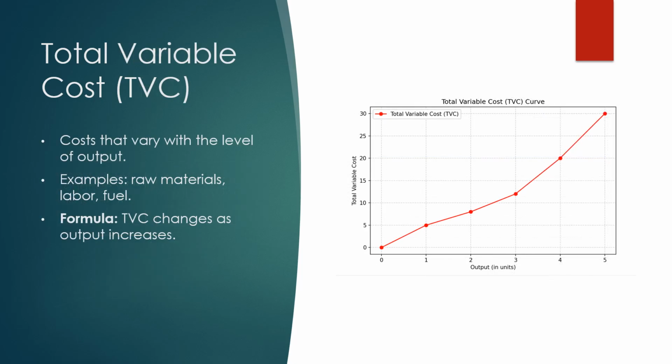Total variable cost: cost that varies with the level of output. Examples are raw materials, labor, and fuel. Total variable cost changes as output increases. This curve shows the total variable cost.